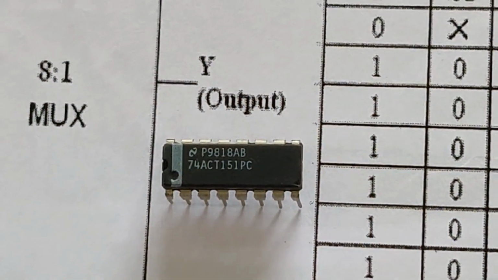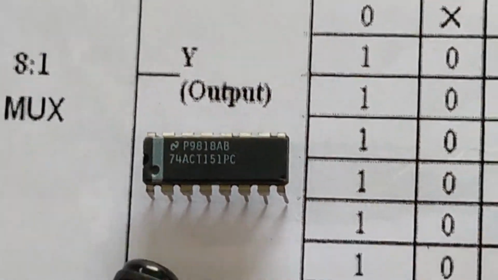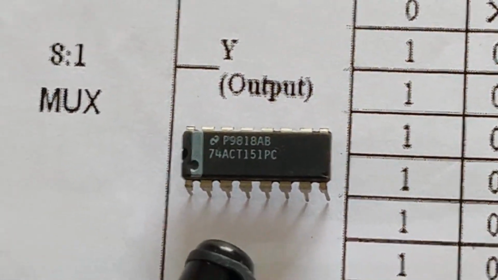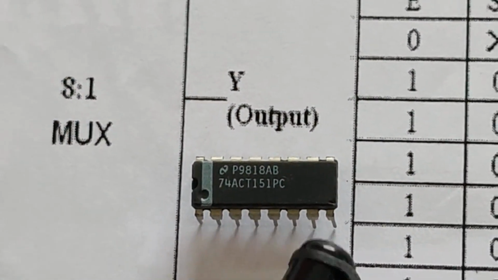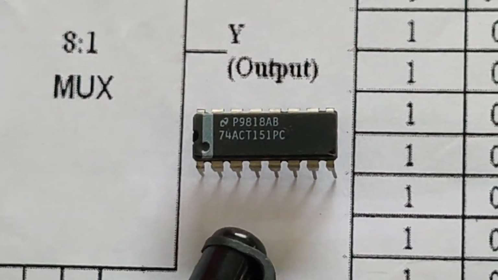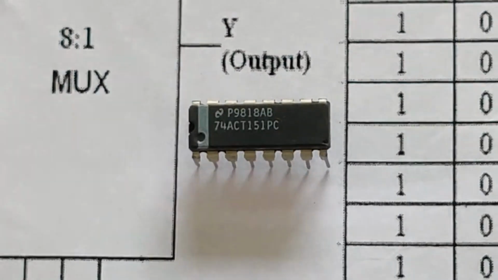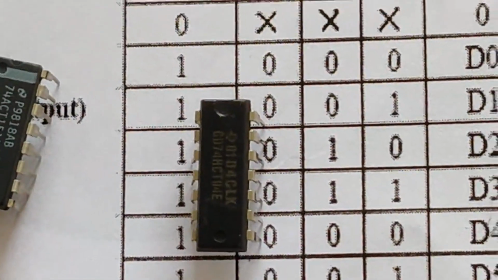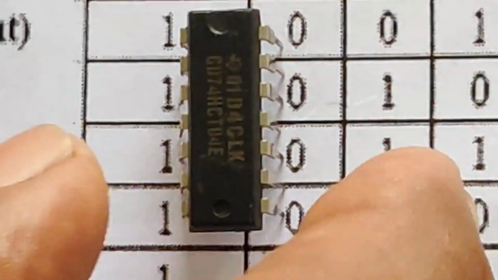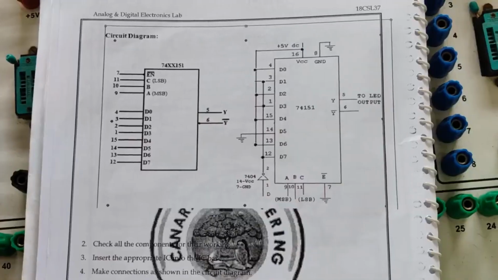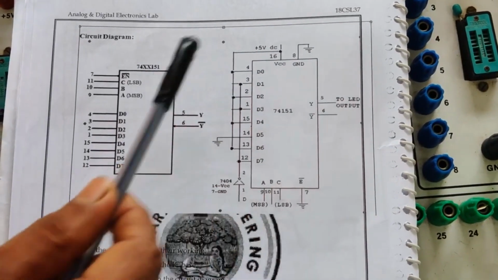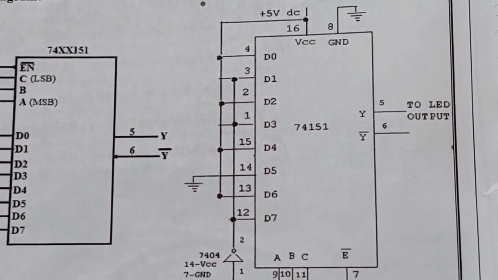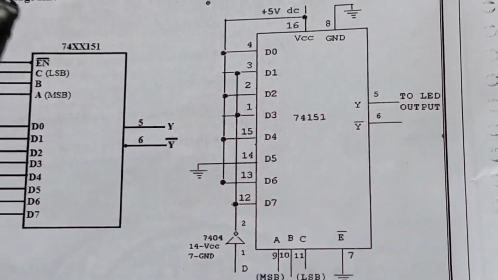This is the IC we are using, a 16 pin IC. The IC number is 74151. It is an 8:1 multiplexer. Along with this IC we are using one NOT gate. I have already explained how to draw the circuit diagram for a function of 4 variables.